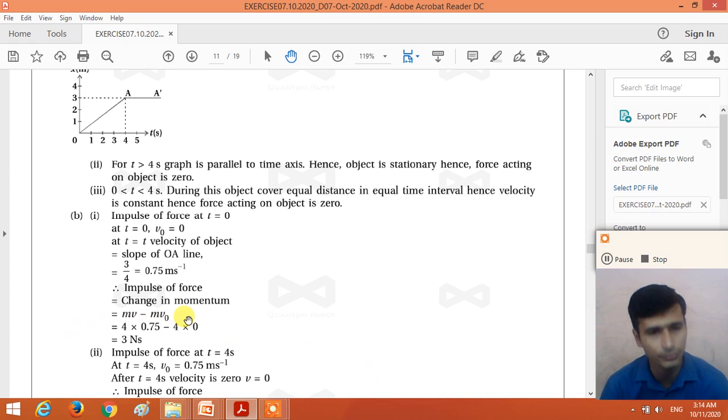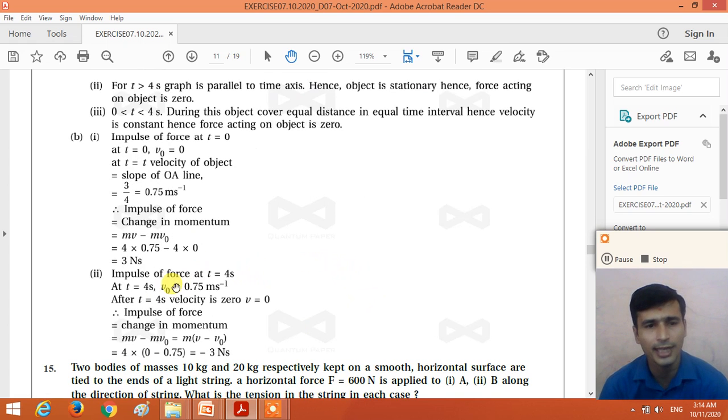m into v0. So m, mass of the object, is 4 kg, final velocity 0.75, minus mass of the object 4 kg, initial velocity 0. So from that, if you calculate, the impulse of the force is 3 Newton into second. Now similarly, you can calculate the impulse of force at time t equal to 4 second.